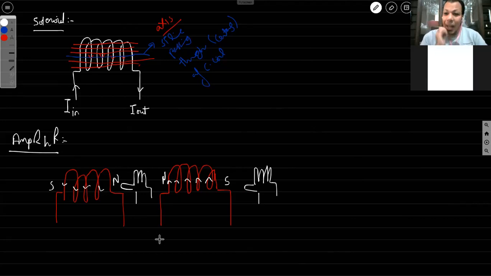And now we consider this solenoid as an electromagnet, but will the field lines be directed outside or inside?